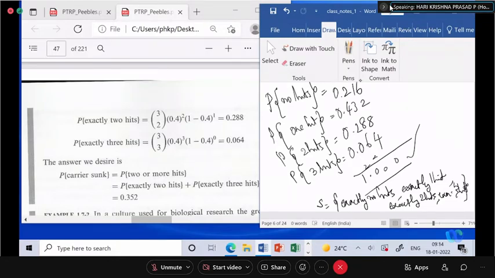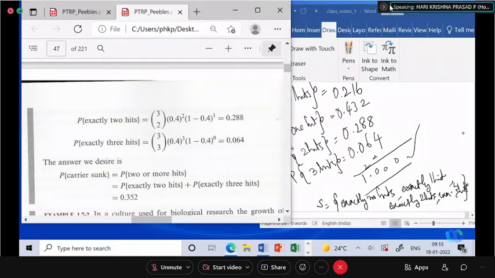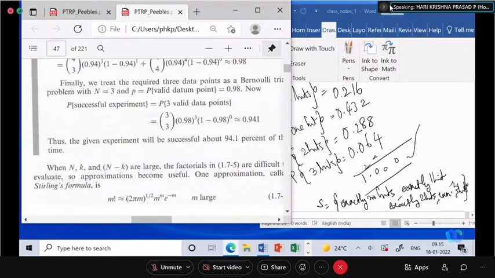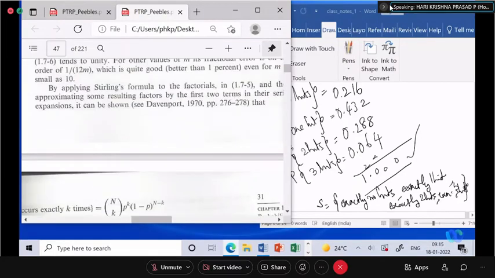Any question, please? Someone has raised a question. Let me see. Did anyone put any question in chat? No. Okay. So if there are no questions, I will move to the next topic. There is one more example given in the textbook. Please go through that.